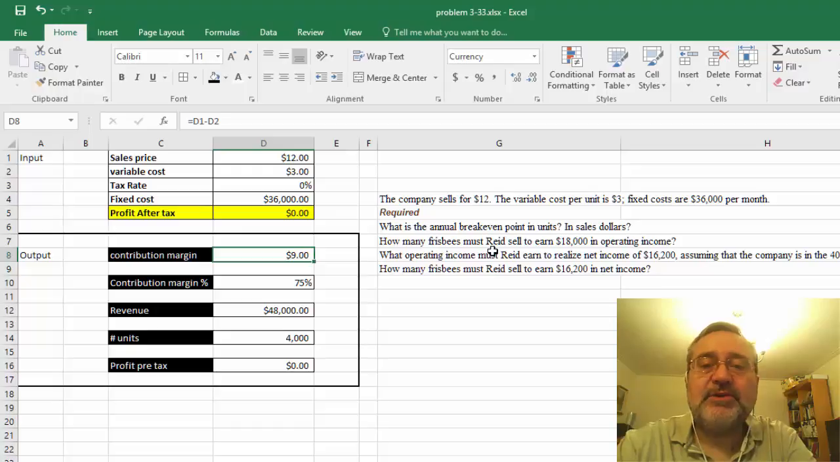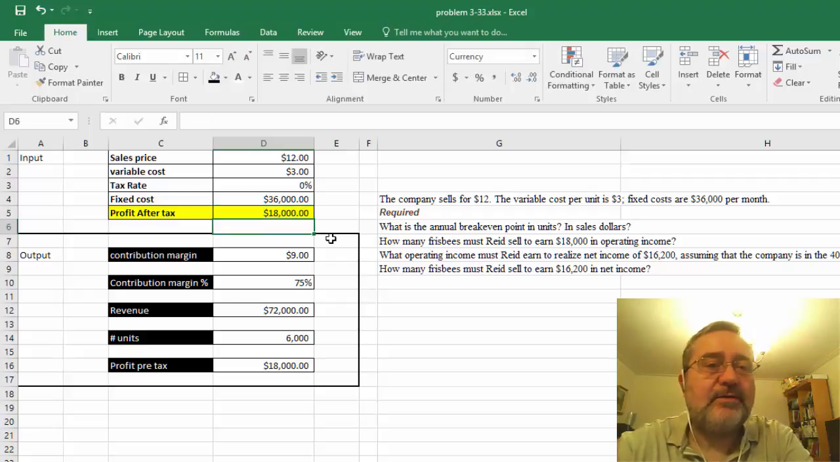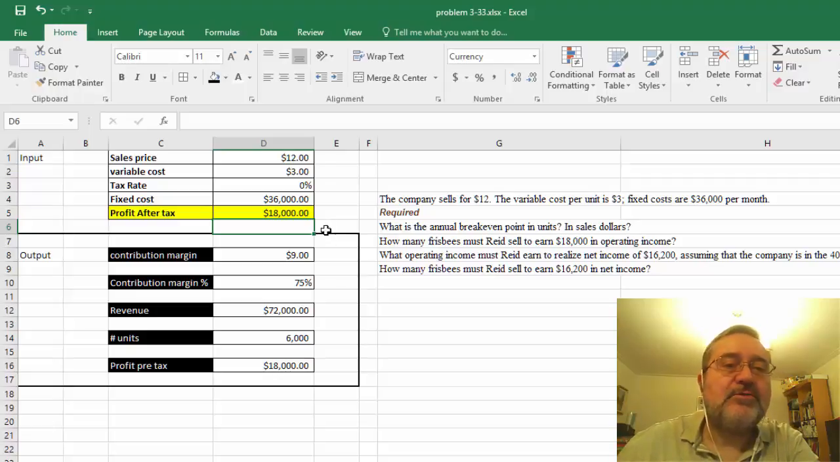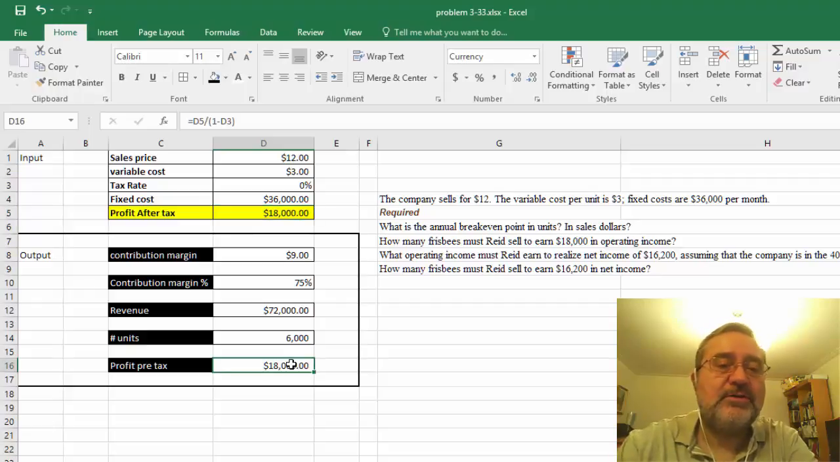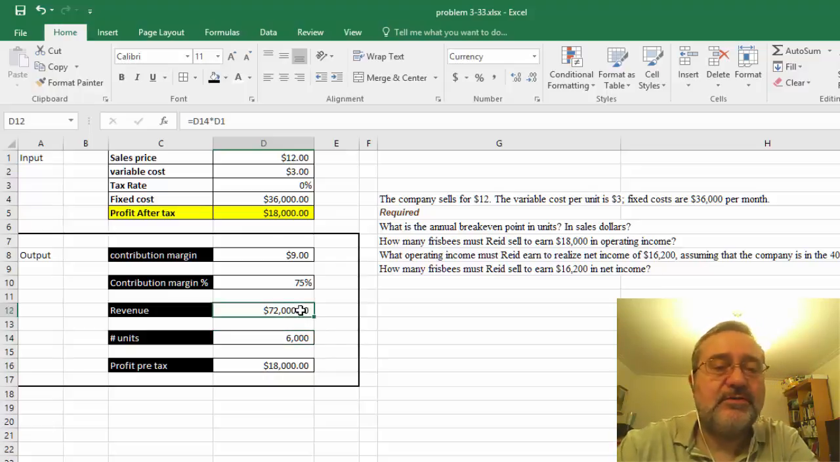How many must Reed sell to earn $18,000 in operating income? If we simply change this to $18,000, and again, we don't have any issues related to tax rate at this point in time. So what you see is the tax rate is 0. The pre-tax profit and the after-tax profit are both $18,000. And in this case, what we need to do is sell 6,000 units. Selling 6,000 units is going to give us $72,000 worth of revenue.